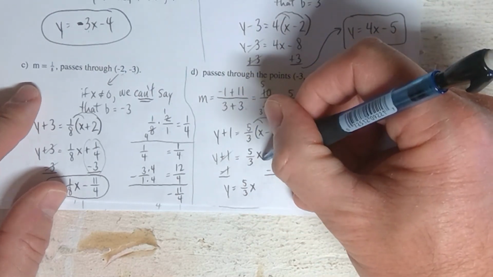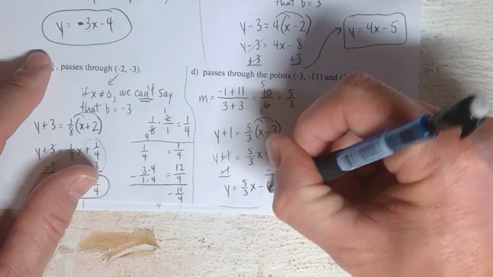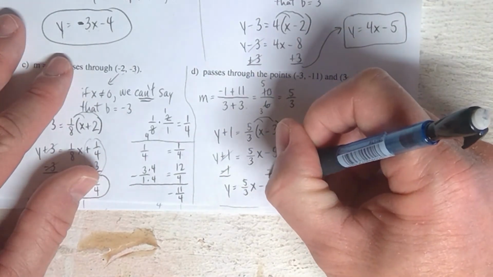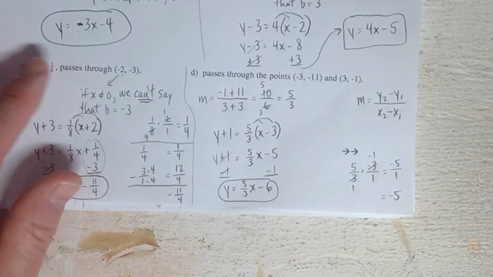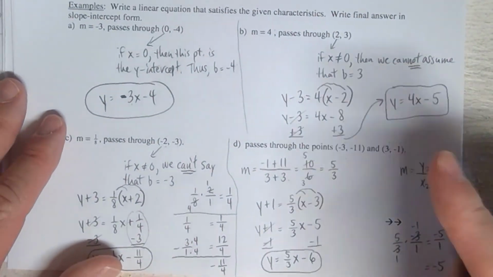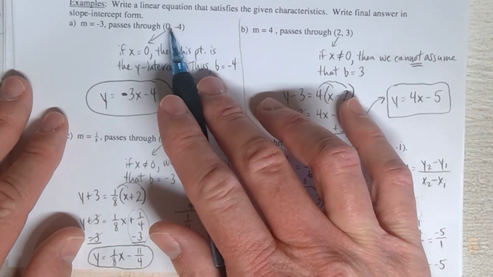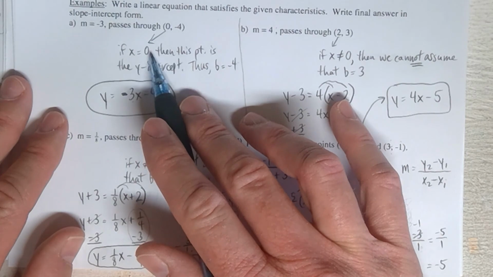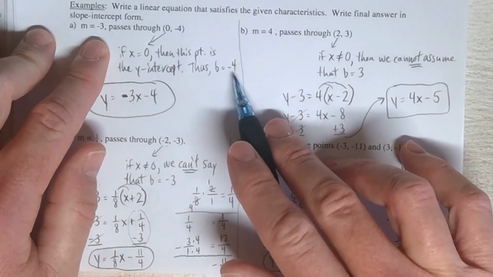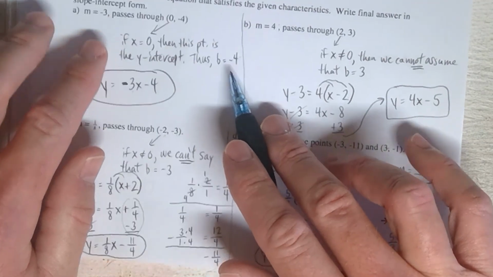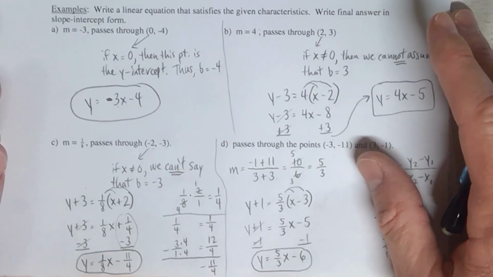5/3 x doesn't combine with anything there, but negative 5 minus 1 is negative 6. And we did it. We got it in the slope-intercept form. So let's review here. If you know the slope and you know the y-intercept, which I know this is the y-intercept because x is equal to 0, you just take the number that pairs up with x equal to 0, you make that your b, you pair it up with the m, you plug it into the slope-intercept form, and the problem's done. Nice short problem right there.